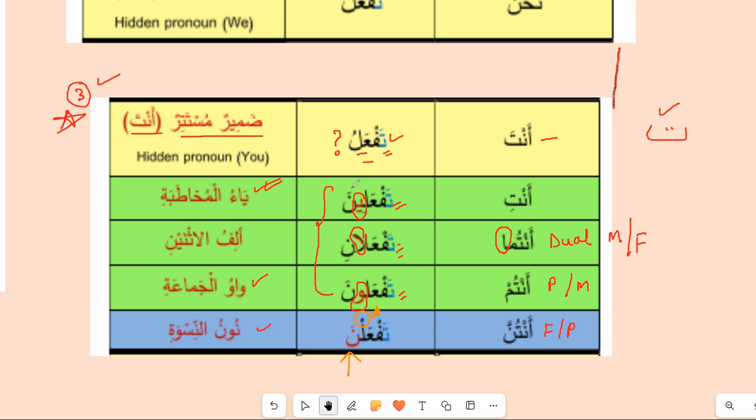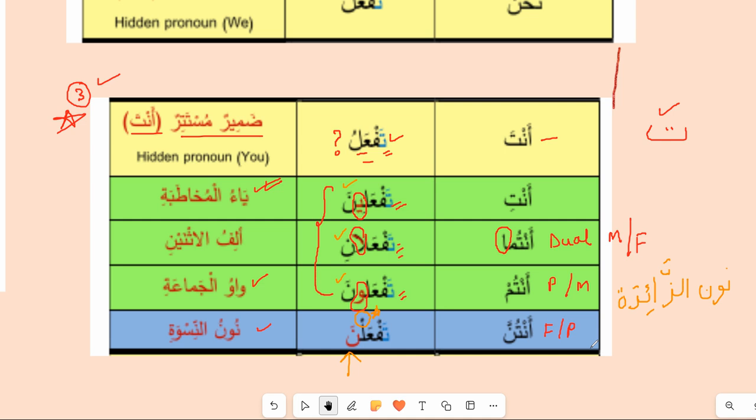Now coming to the other three noons here. This is with noon fatha, this is with noon kasra, and again this is with noon fatha. What are all these noons? These noons are called noon extra or noon zaida. It doesn't have any irab in the sentence. You can just call it noon zaida.